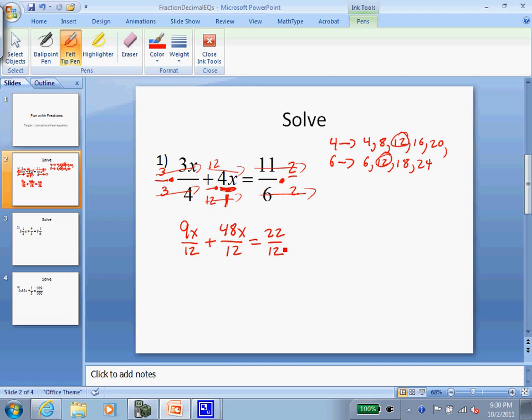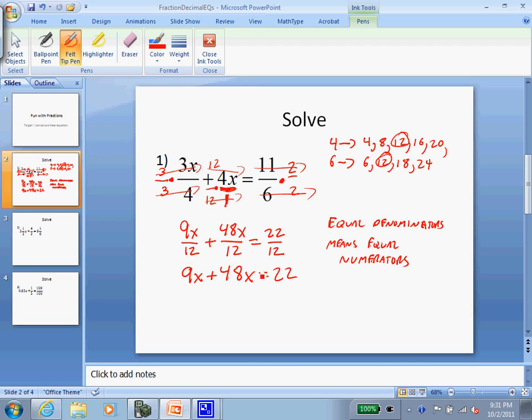Now what's really cool here, all the denominators are 12, and equal denominators means equal numerators. So now what I can do is I can just completely ignore the 12s in the denominator, and I can just rewrite an equation out of my numerators. So 9x plus 48x equals 22. And now this just turns into the equations we've been solving all along.